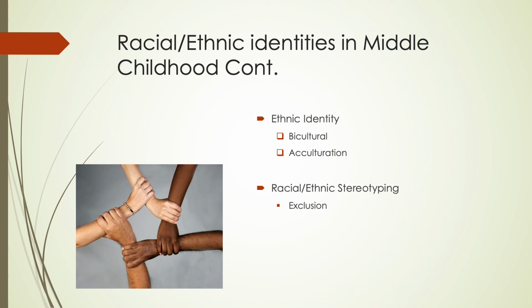Racial ethnic stereotyping. Racial ethnic identities are frequently sources of categorizing, stereotyping, and exclusion on the basis of group membership. Research has found that when exclusion occurs on the basis of group membership, children are at risk for negative self-esteem, lower academic achievement, and increased bullying.